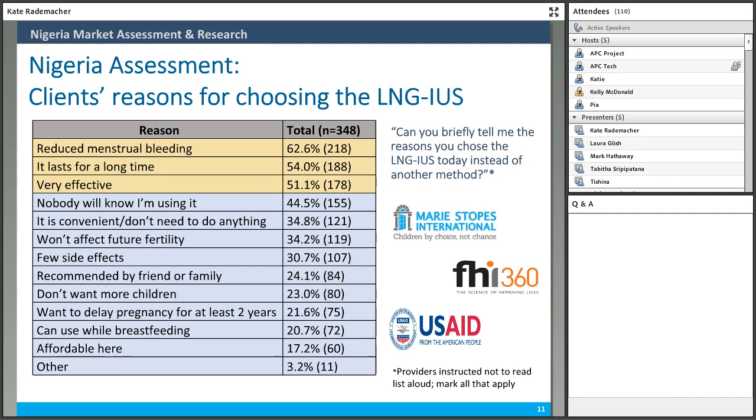One of the questions that we asked women who had chosen the LNGIS was, can you briefly tell me the reason you chose the method today instead of another method? You can see here the reasons that women offered. Providers were not instructed to read the list aloud, and women were able to mark all that apply. The number one reason that women noted for choosing the method was reduced menstrual bleeding.